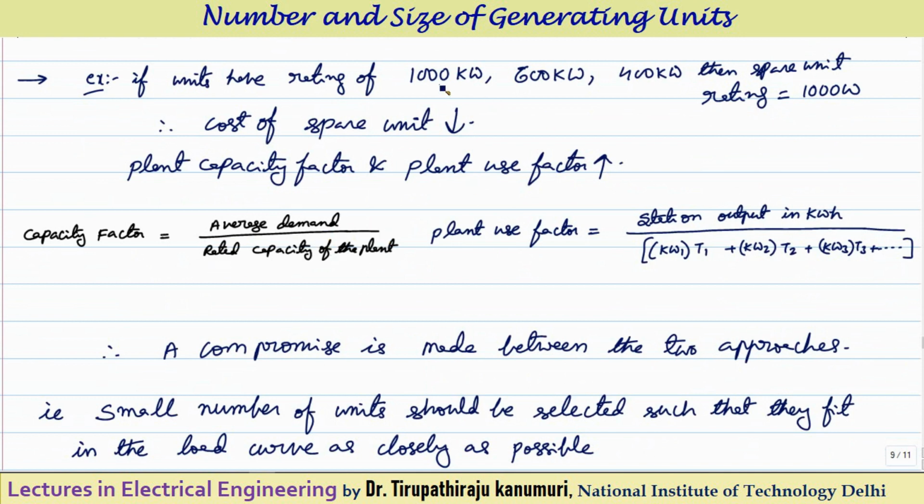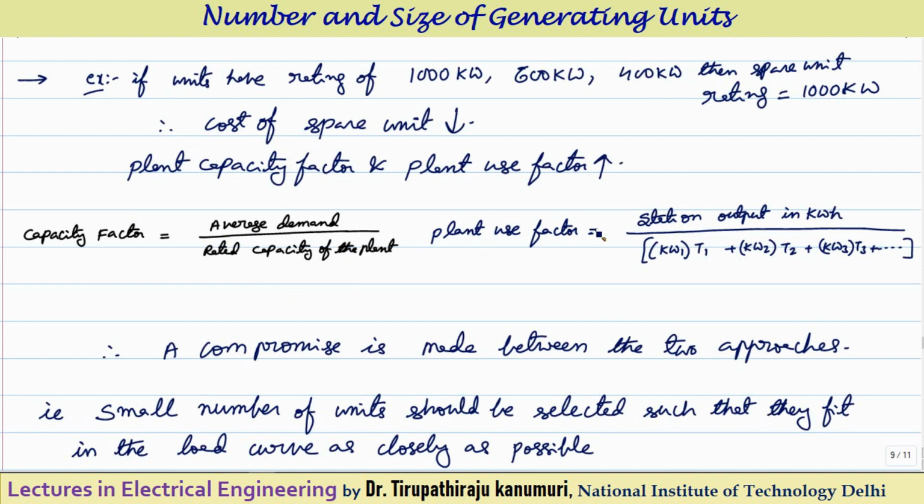What is the rated capacity of the plant? Here it will be 1000 plus 600 plus 400 plus 1000 extra spare unit. This is the total, that means 2000 plus 1000, only 3000 kilowatt rating is required. Let us assume you are going for a single unit. In the single unit case, how much will be required? 2000 kilowatt is the main unit and the spare unit is 2000 kilowatt, so a total of 4000 kilowatt is required, but here only 3000. So automatically the rated capacity of the plant is decreased, so the plant capacity factor increases.